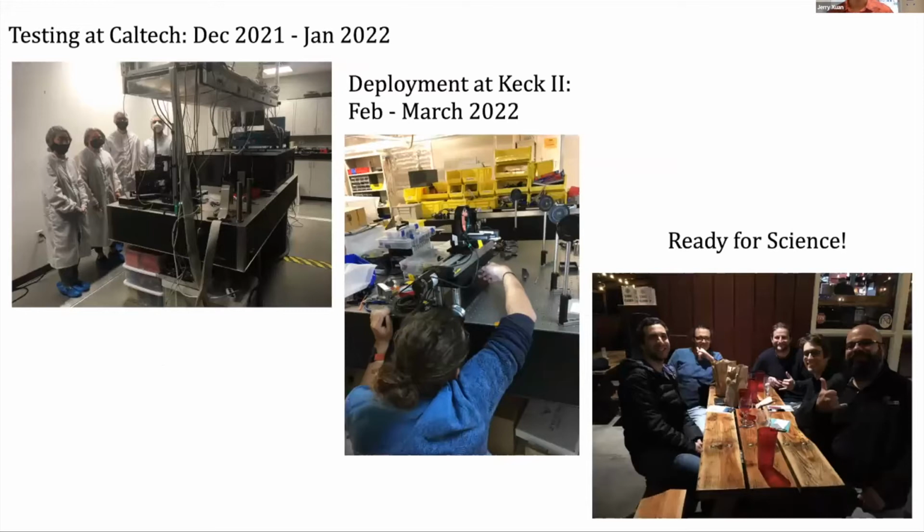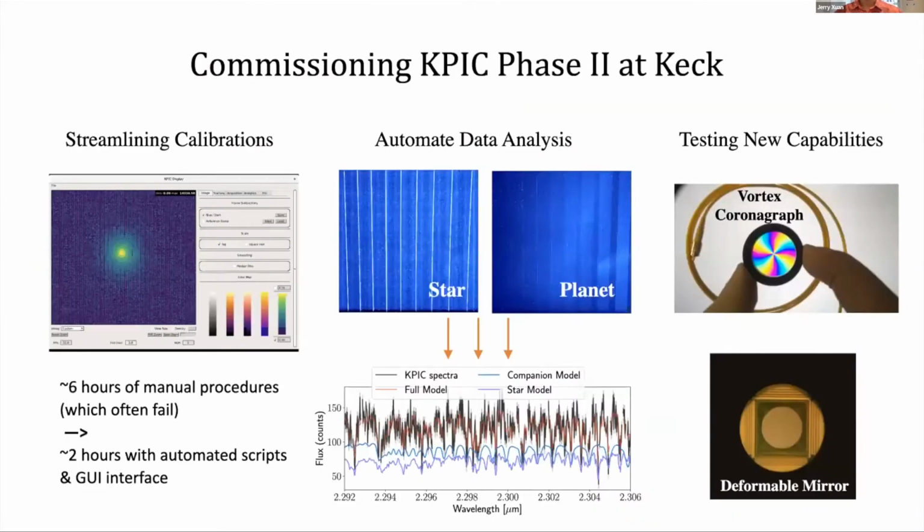After KPIC was assembled and tested at Caltech, it was shipped to Keck-2 and installed there by a team of 4, including Dan, Nem, Tobias from Caltech, and Jacques from Keck. Thanks to their hard work, KPIC was declared ready for science a few months ago. I traveled here to Keck in July to help with commissioning phase 2 after the install. And I've worked on several aspects of this here.